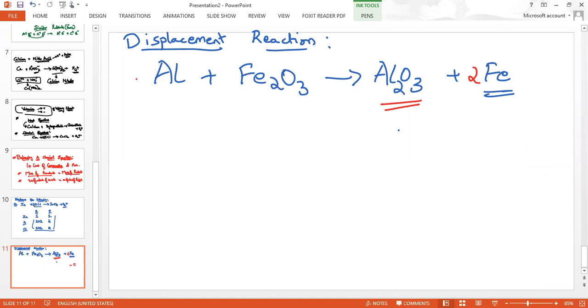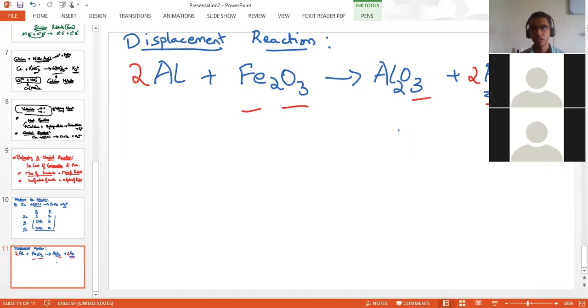Now, oxygen is balanced. Oxygen is 3 on both sides. Iron is also balanced. It is the same. Aluminium is 2. Now it is balanced, right? Yes, sir.